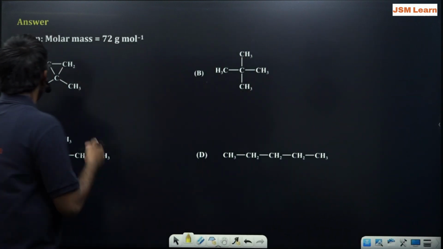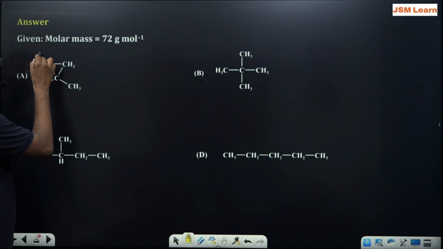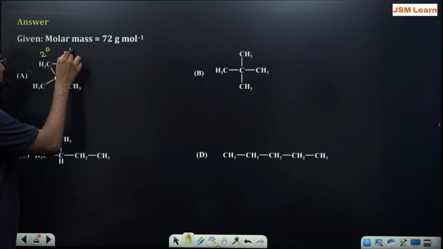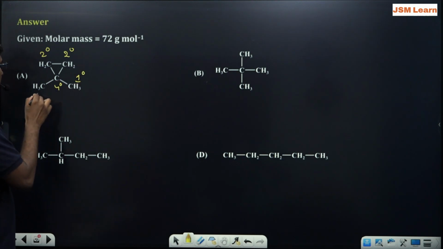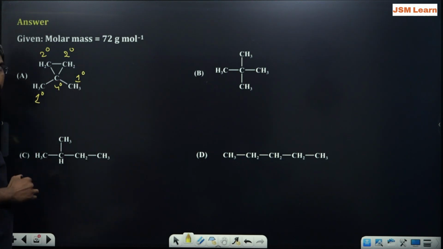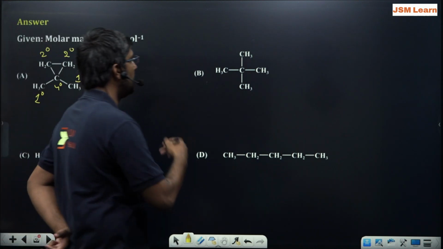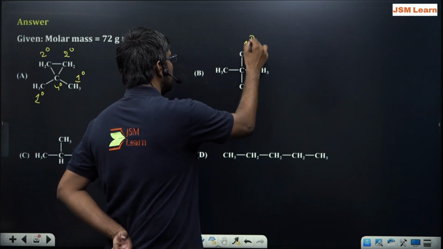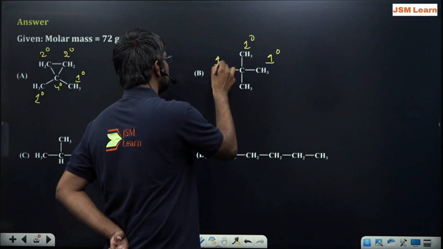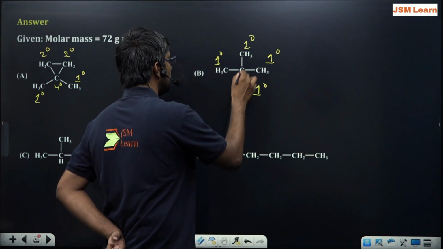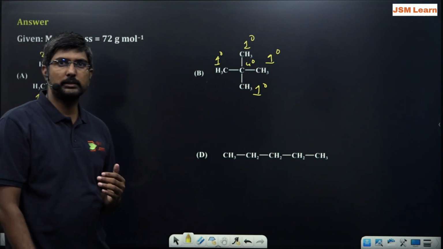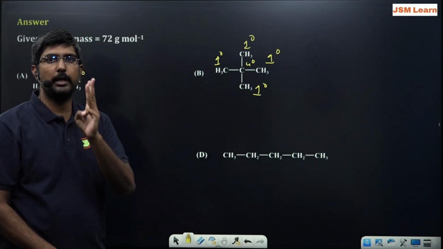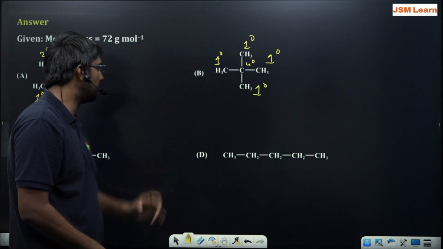See here in this molecule, this is a secondary carbon, this is a secondary carbon, this is a quaternary carbon, this is a primary carbon, this is a primary carbon. We have only 2 primary carbons, right? So this is not our answer. Next, see here, these all are primary carbons, and it is a quaternary carbon. So what they have asked, the molecule with 3 primary carbon atoms. So here we have 4 primary carbon atoms.